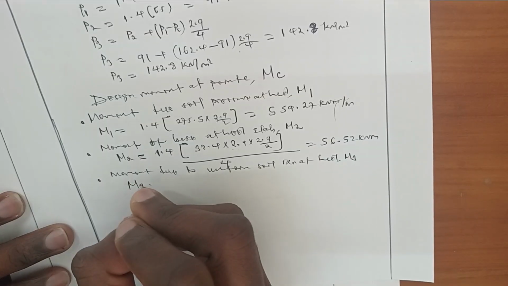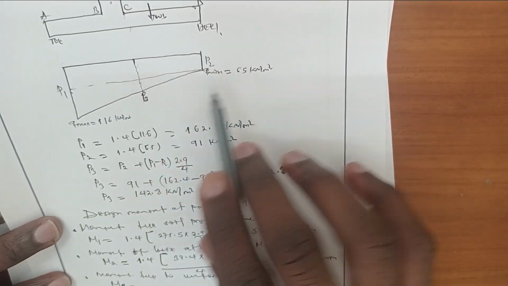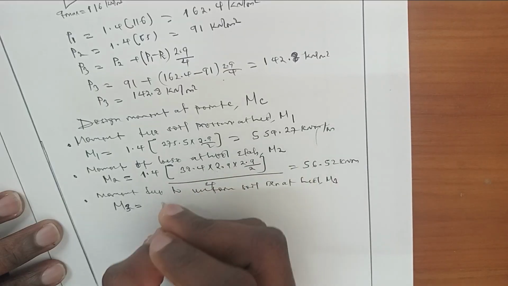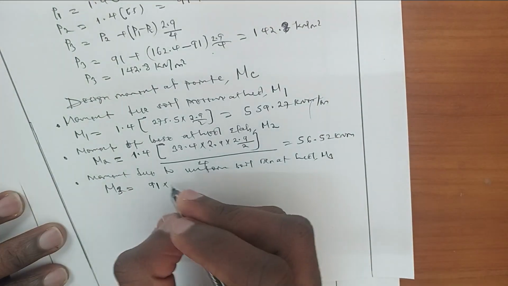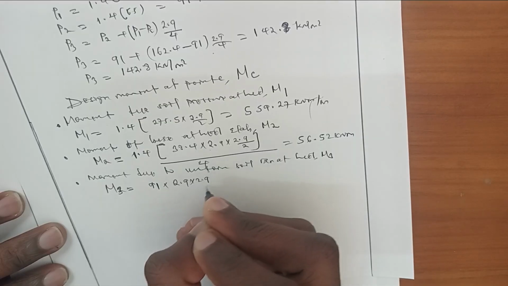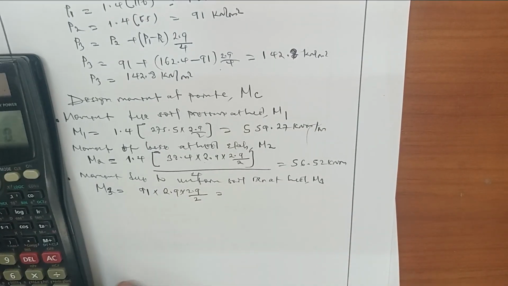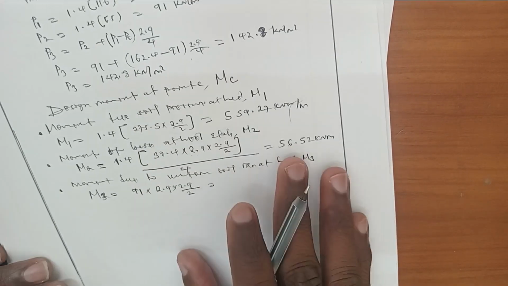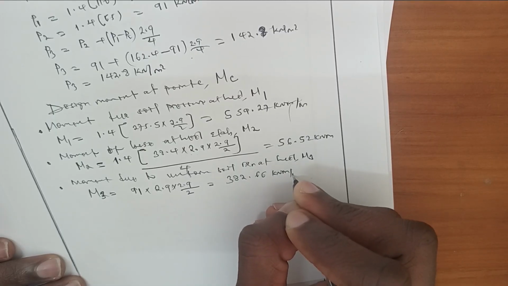Now, to obtain this moment, we take moment 3: the pressure of the soil times the perpendicular distance. So it will be equal to the pressure of soil at base, which is 91, times the width of heel 2.9, times 2.9 divided by 2. So it will be equal to 91 times 2.9 times 2.9 divided by 2, which is 382.66 kilonewton meter per meter.